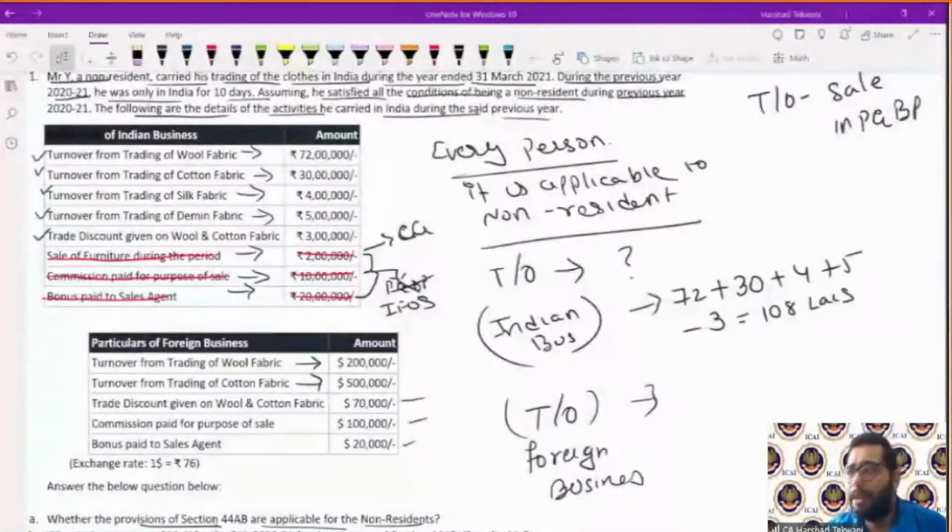Now guys, you tell me whether turnover from foreign business is required to be taken or not. If yes, then what should be the turnover that is required to be taken? Come on guys. Absolutely correct, Vidula. Absolutely correct. Come on, guys. I have already received one amazing answer, exactly the answer that I was looking for.